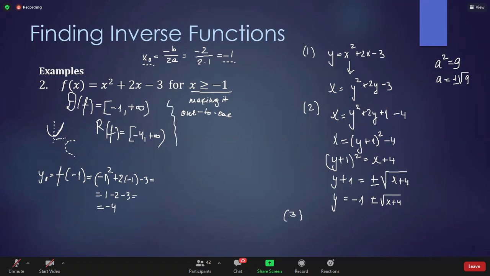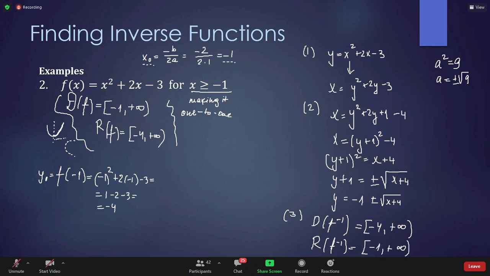For this function, the domain must be the same as the range of the given function. The domain of the inverse function, this one that I am writing here, has to be from -4 to plus infinity. And the range of this function has to be the domain of the old function, that is from -1 to plus infinity. Y values are about range.